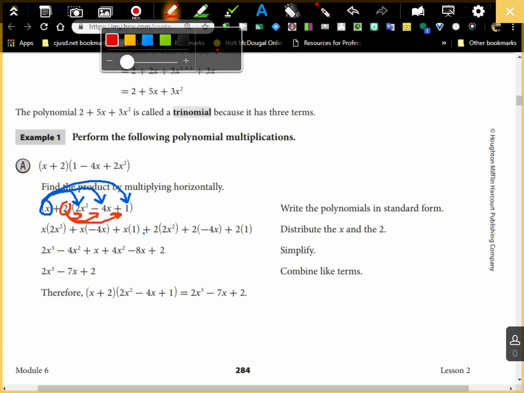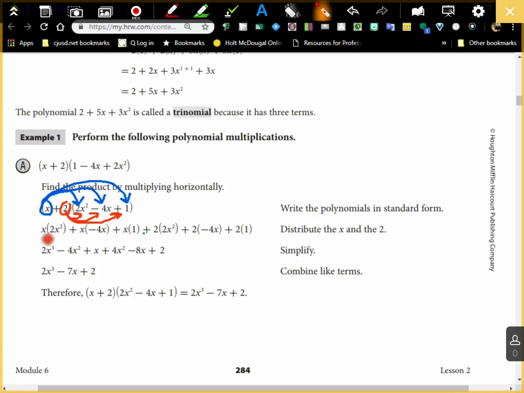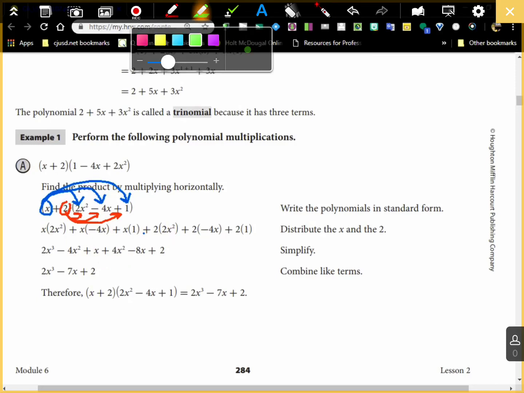All right. And so then we just reduce, so x times 2x squared is 2x cubed. So they're just combining the powers on each of them. So then you want to look for like terms. So like 2x cubed, are there any other x cubes? No, so it comes down into the answer.